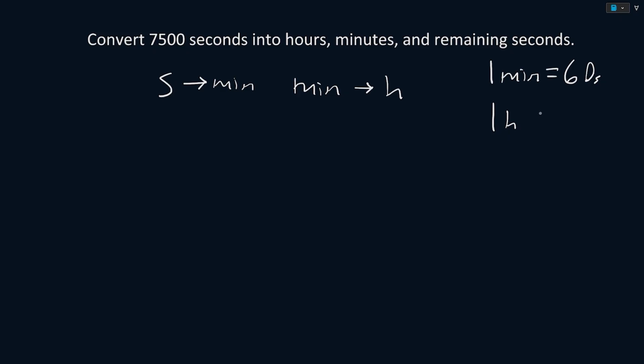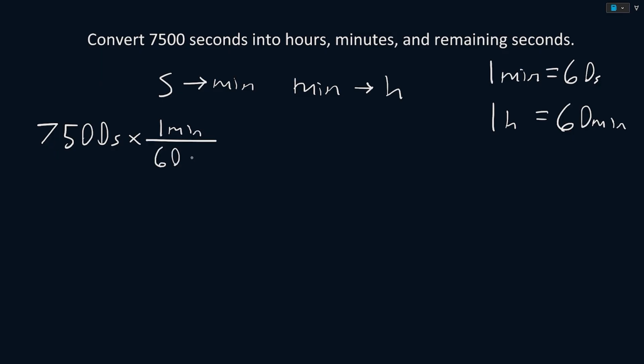Convert 7,500 seconds into hours, minutes, and remaining seconds. In order to do this, we have to first convert seconds into minutes, and then the minutes into hours. We know that 1 minute is equal to 60 seconds, and that 1 hour is equal to 60 minutes. So to first convert 7,500 seconds into minutes, we need to multiply through our conversion factor of 1 minute is equal to 60 seconds.